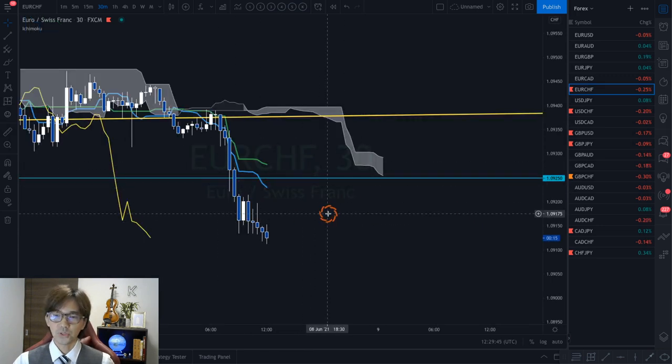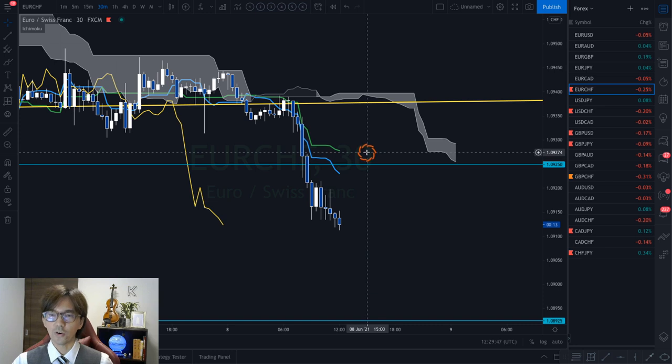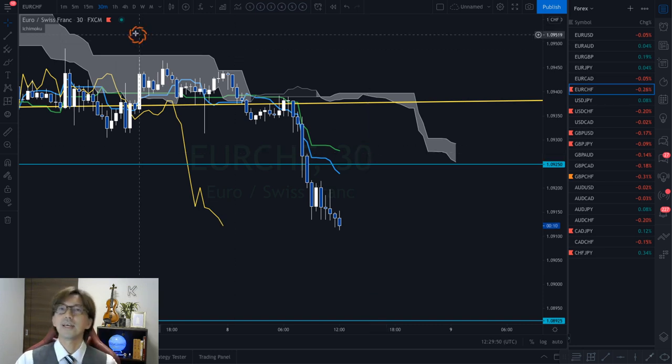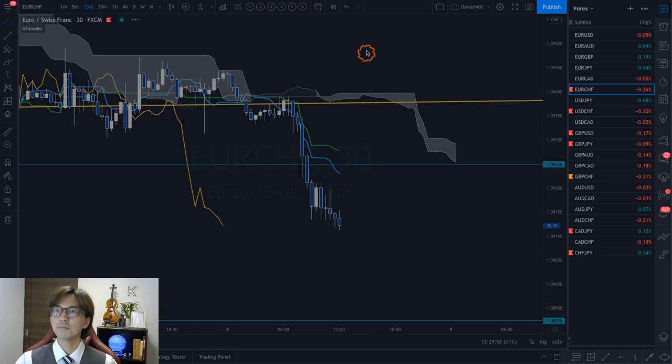And the 30 is down too. So this is nicely downtrending. So I will look for an entry chance to sell on lower time frames. So I check the 15 minute chart.